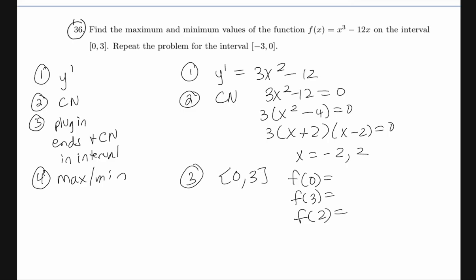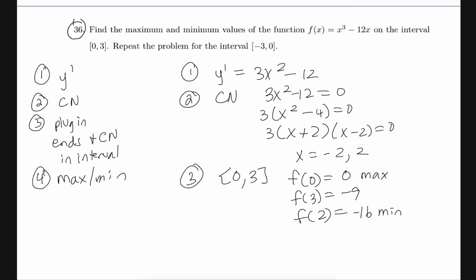And we're plugging into the original because we're checking, does it work back in the original? Okay, if we plug 0 into the original, we get 0. If we plug 3 into the original, we get 27 minus 36 or -9. If we plug 2 into the original, we get 8 minus 24 or -16. This is our maximum and this is our minimum. So that's step 4, just to label them.